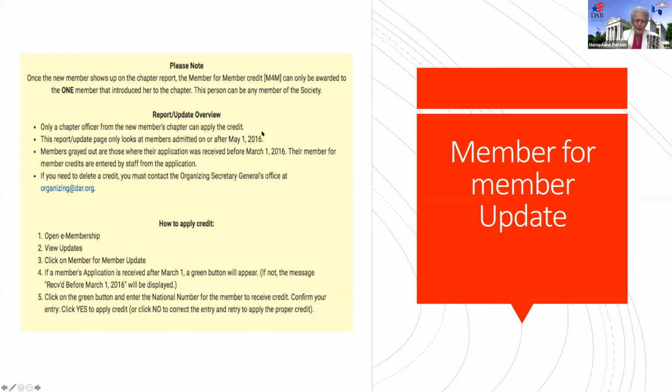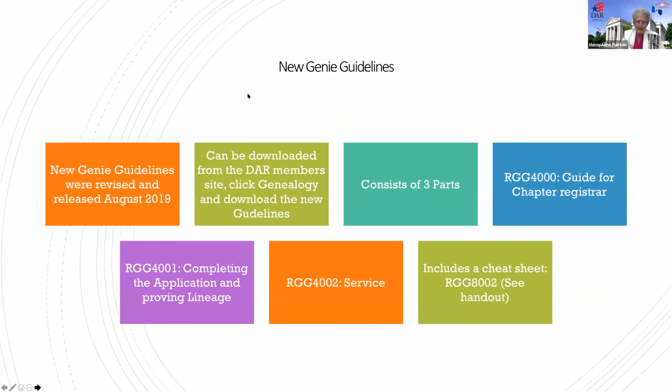On the member update screen, remember only one person can be given credit for that e-membership, and it's not the registrar, it's the person who brings the member to the chapter. So you just follow the directions on the screen. It asks you to put in the number of the member credit person, and then it asks you to verify it.